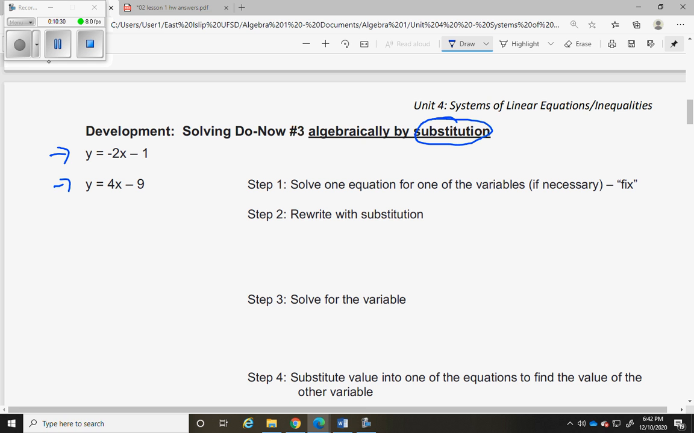So when we're given two equations, both of these equations actually have y by itself. I could see in the first equation y is represented by negative 2x minus 1, where in the second equation y is represented by 4x minus 9. You can kind of say y has a substitute. In the first equation, y's substitute is negative 2x minus 1. Any place you see a y, you can substitute it with negative 2x minus 1.